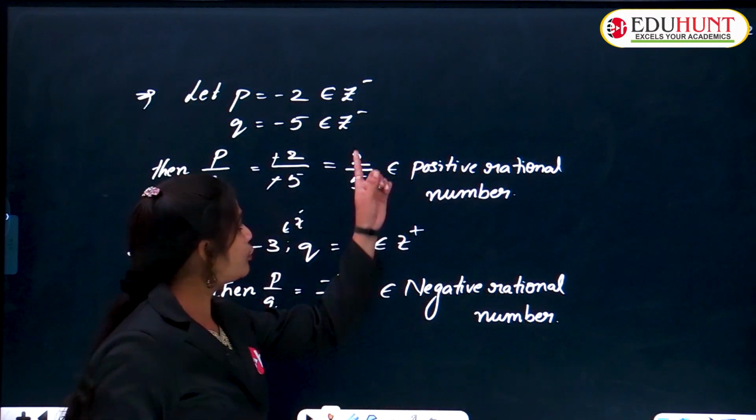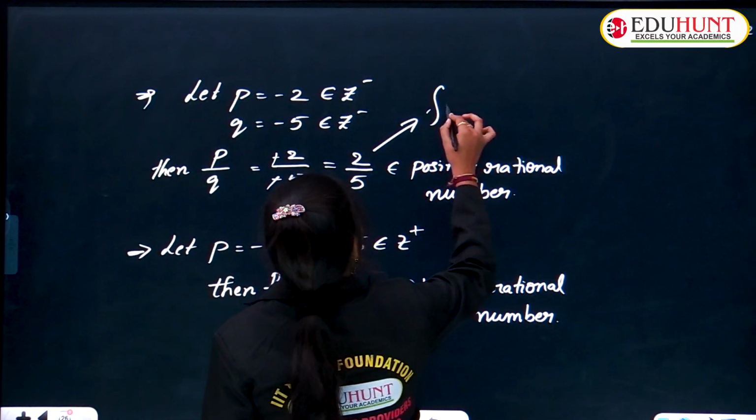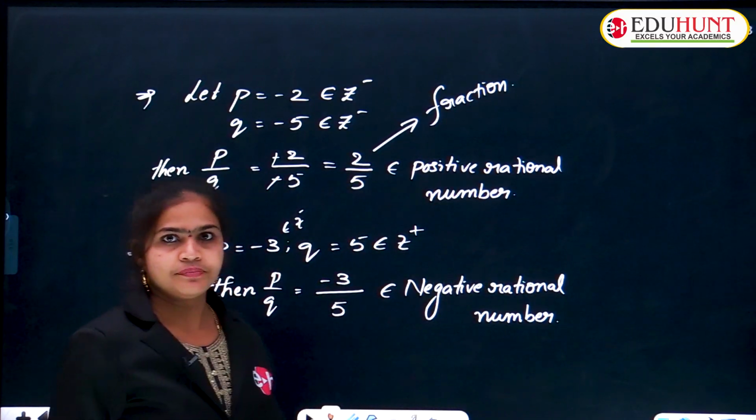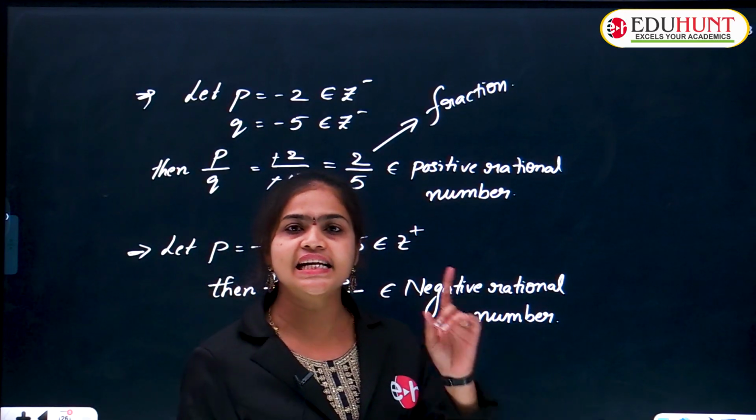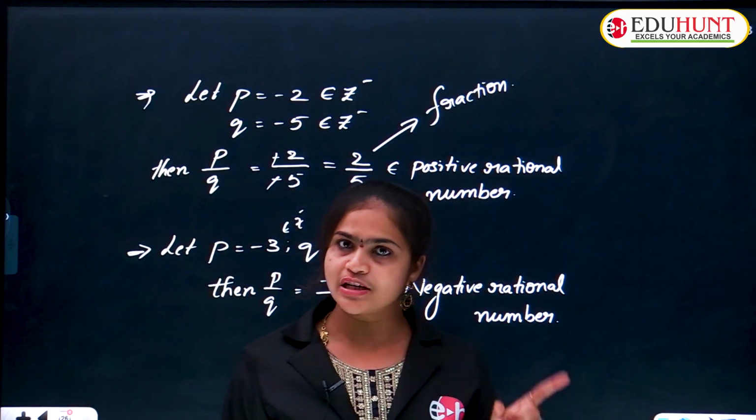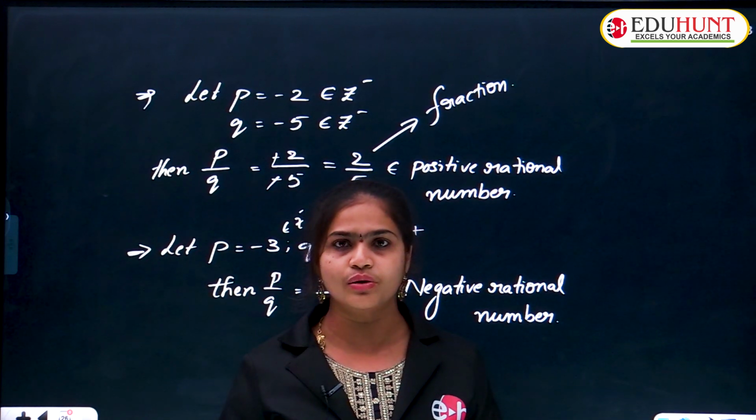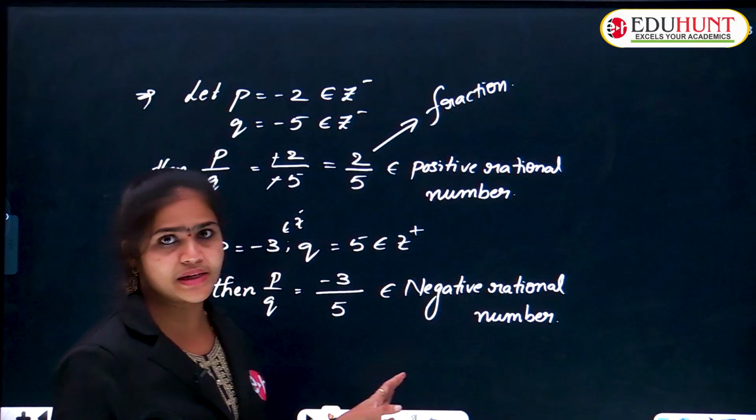Understood? Here 2 by 5, that is a positive rational number, and we can say this is a fraction also. Positive fraction. And these are negative fractions. Negative fractions come under rational numbers. Positive fractions are also rational numbers and negative fractions are also rational numbers. Now see, this is about rational numbers.